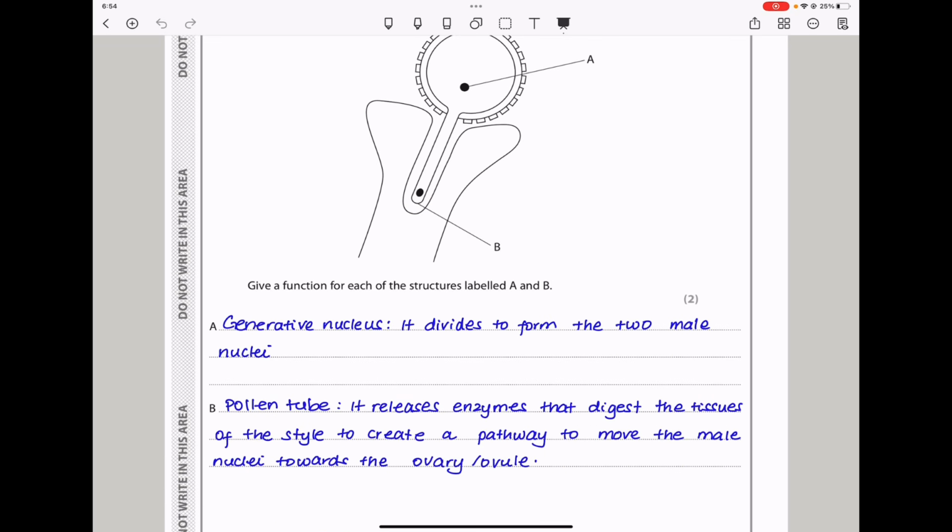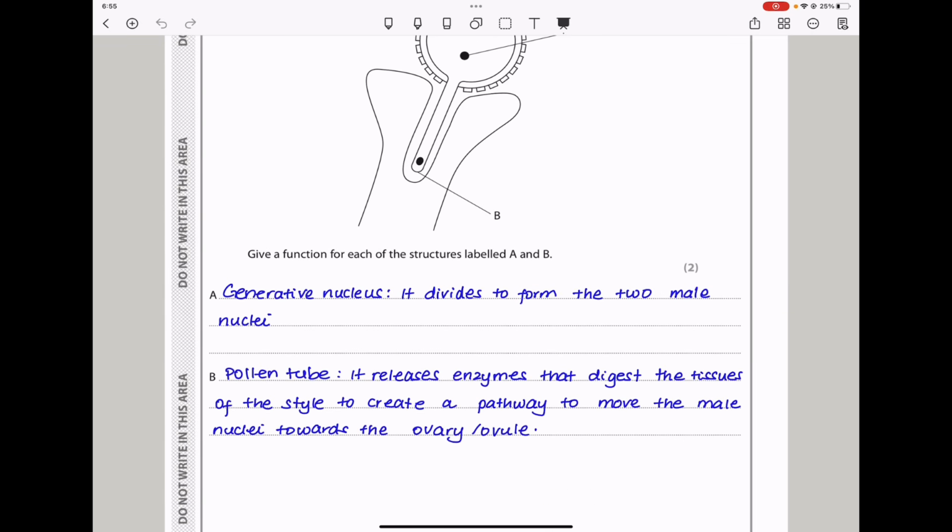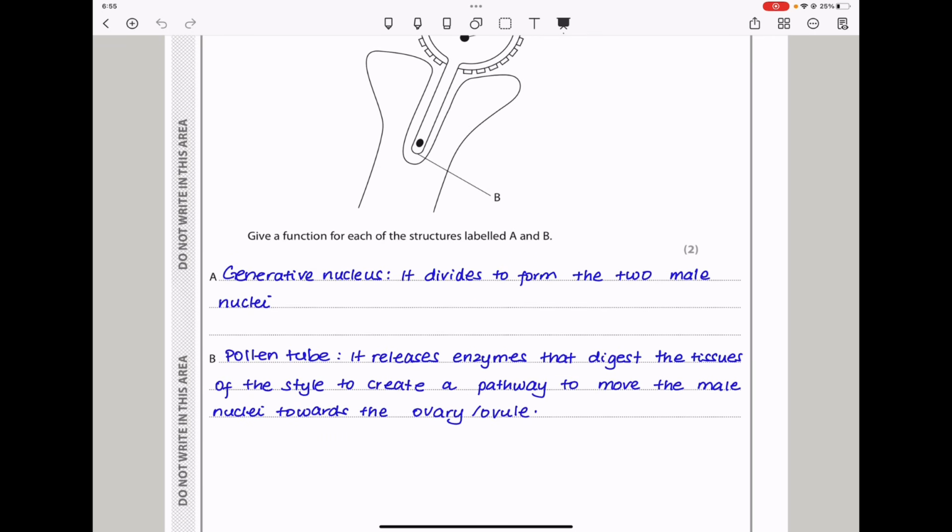So they say give a function for each of the structures labeled A and B. We can see A is going to be the generative nucleus that is going to form the two male nuclei, and then here B is going to be the pollen tube. So I said A, the generative nucleus, it divides to form two male nuclei. Then the pollen tube releases enzymes that digest the tissues of the style in order to create a pathway to move the male nuclei towards the ovary or the ovule.